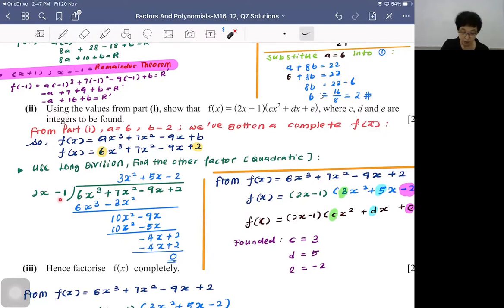Therefore, now we multiply negative 1 with positive 5x, which gives us negative 5x, and then again we minus this, so here we get 0, and then here minus 9x minus negative 5x gives us negative 4x. And again, you pull down the plus 2.